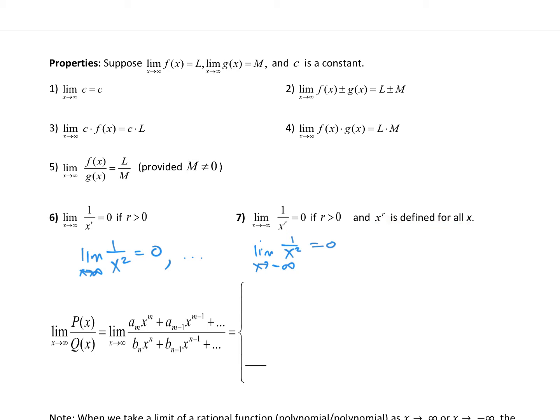So if you have something like the limit of 1 over x to the 1/2 power, which is basically the limit of 1 over radical x, as x goes to negative infinity, this one doesn't exist. We can't even have a graph, because when x goes to negative infinity, x is a negative number, and you cannot plug a negative under the radical. So the graph doesn't exist there. That's why it says when x to the r is defined. Here, 1 over radical x is not defined for negative values, so this one doesn't exist. The question doesn't make sense.